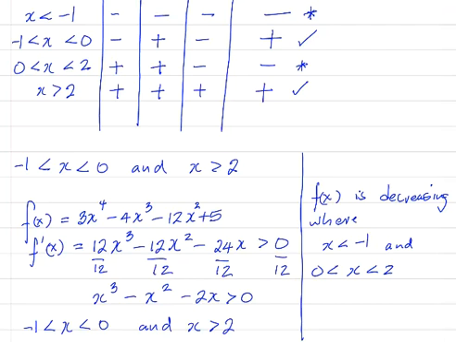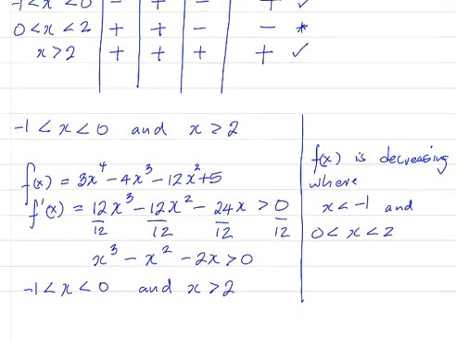Those are the values for which x cubed minus x squared minus 2x is less than 0. The values for which the expression is greater than 0 are the other regions, and these are the values for which it is less than 0. That's the first derivative. The values for which the first derivative is less than 0 are the values of x for which the function is decreasing.